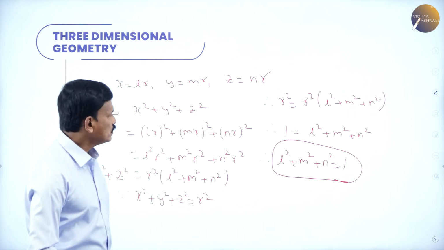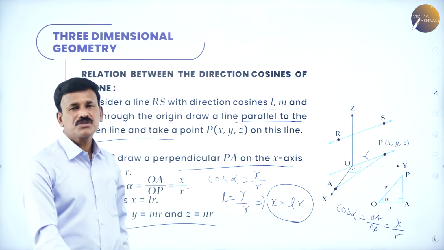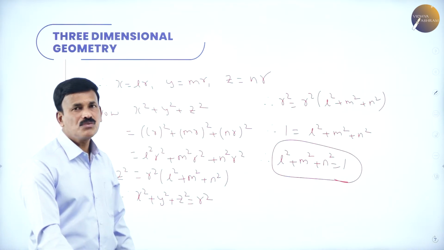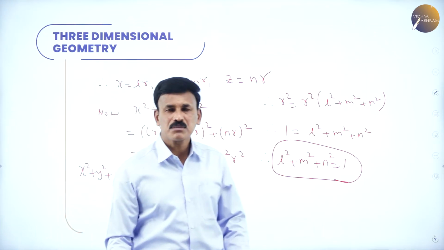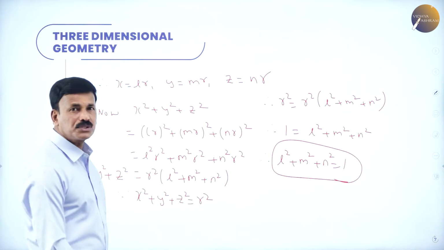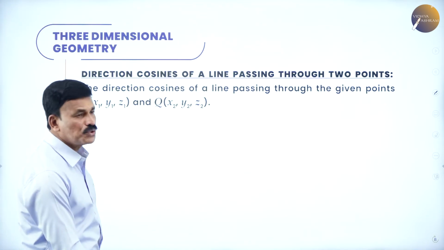This is the relation between the direction cosines of a line: l square plus m square plus n square is equal to 1. Very simple concept. That is what we have used in the previous step. Now let us come to the next concept: direction cosines of a line passing through two points.